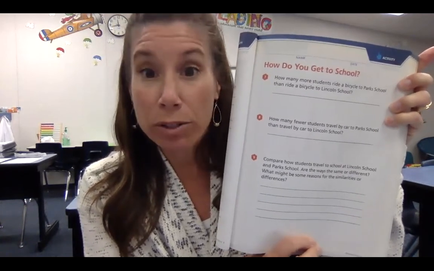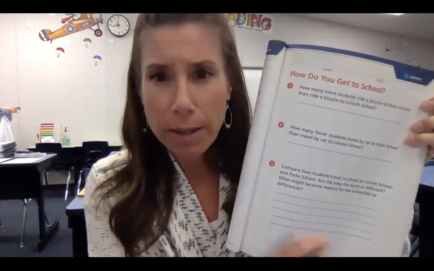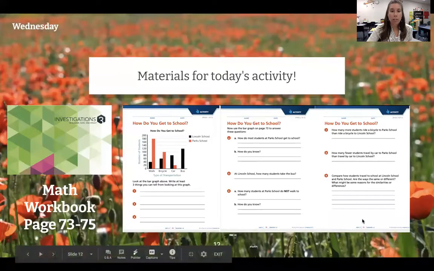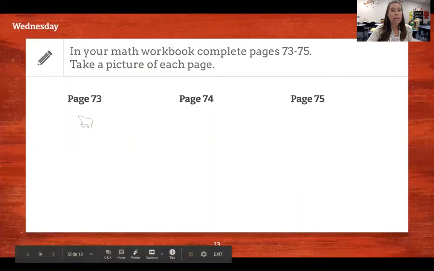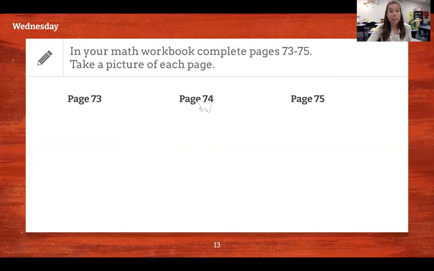Really try to answer thoughtfully and thoroughly. Okay, more than one word. You can't have one-word answers. Then you are going to take a picture of your work. Okay, so these are the pages you're going to do today. Then you're going to take a picture of page 73, 74, and 75.